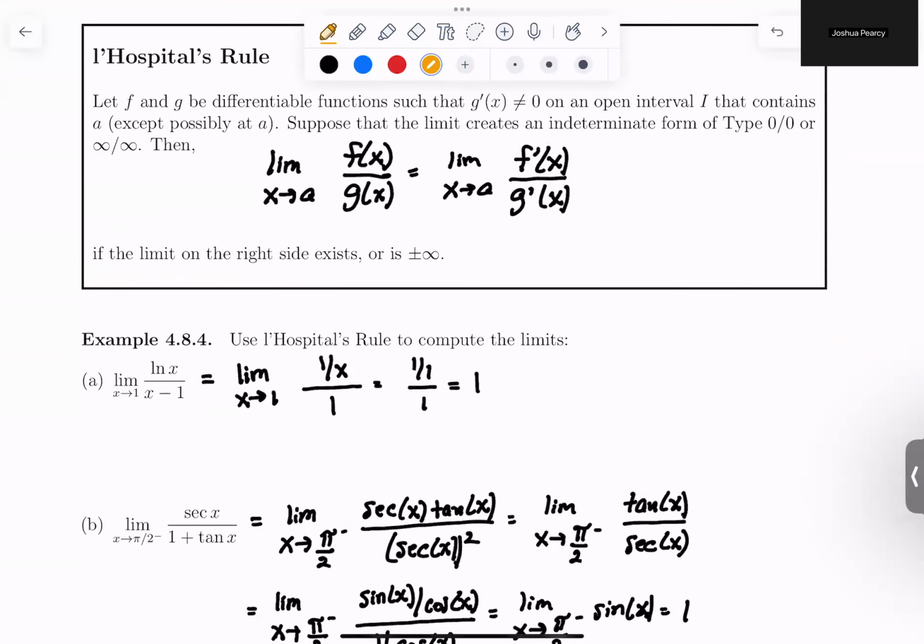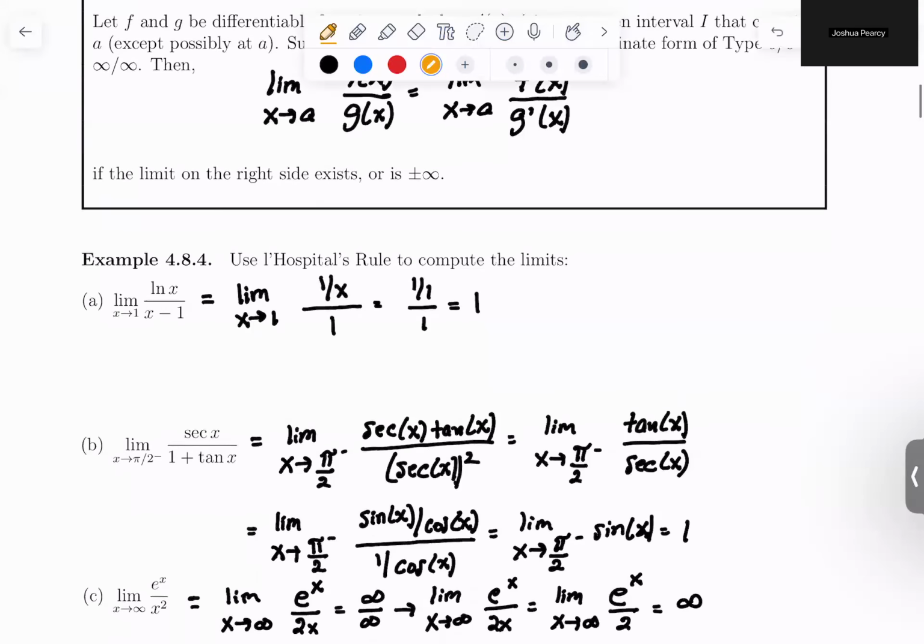So I differentiate the numerator and denominator. Differentiating ln of x gives me 1 over x. Differentiating x minus 1 gives me 1. Now, I know that x equaling 1 is in the domain of 1 over x, so I can just plug in x equals 1, and I get that the limit as x goes to 1 of 1 over x is 1 over 1. So we have 1 over 1 divided by 1, which is obviously just 1. So that's the first one. And you can verify that by plugging values into a table that are approaching 1 on the left and the right, and you'll notice that it gets closer and closer to 1.